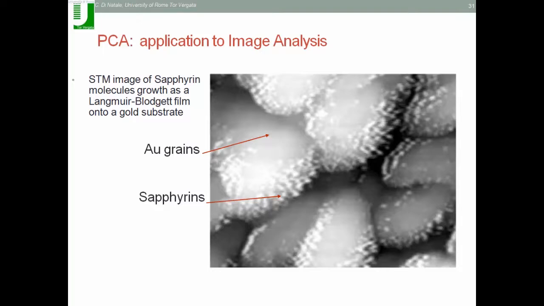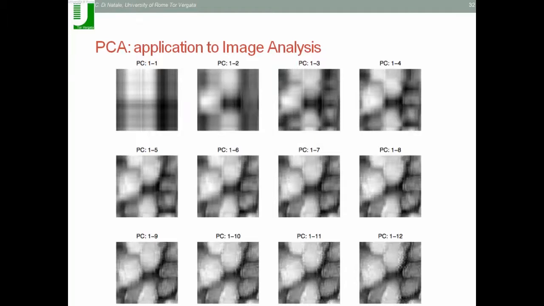We can treat this image as a matrix because this is a monochromatic image. It means that we have pixels. Each pixel has an intensity. So we can take the principal component analysis, first the first principal component, then the second, the third, and we see that increasing the principal components, the image is reconstructed. So we tend to obtain the same.